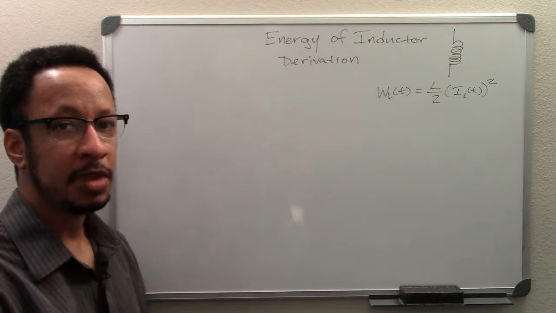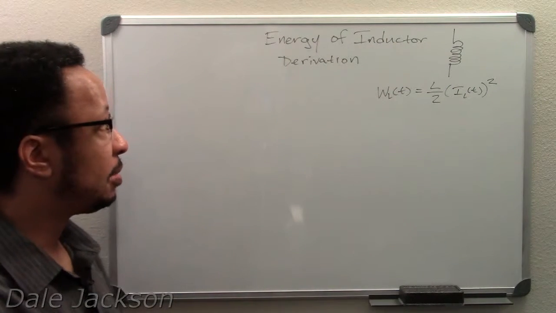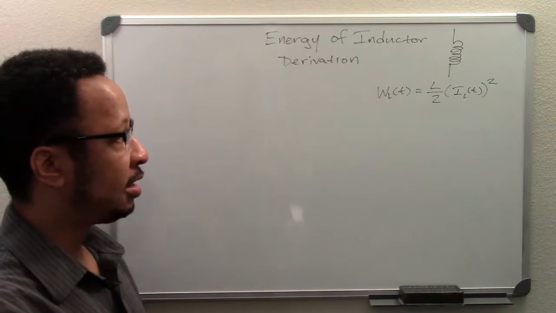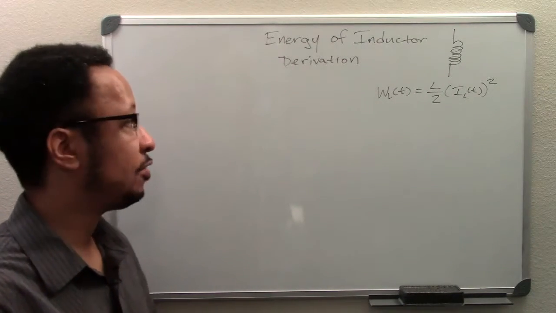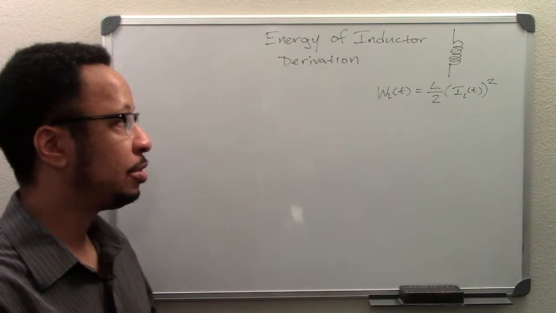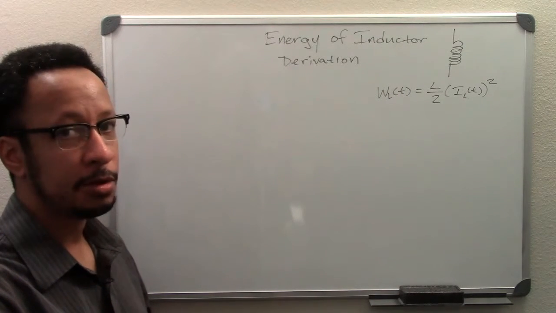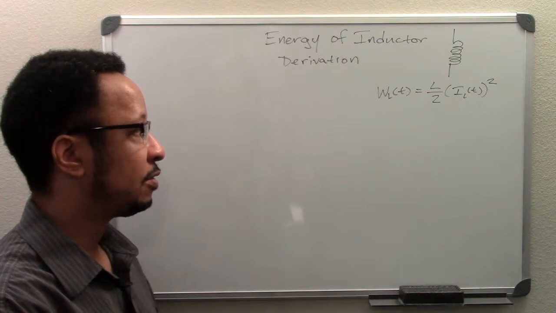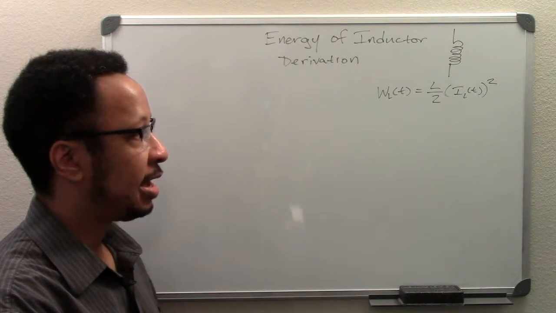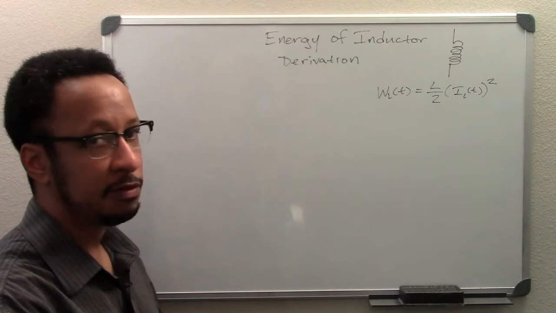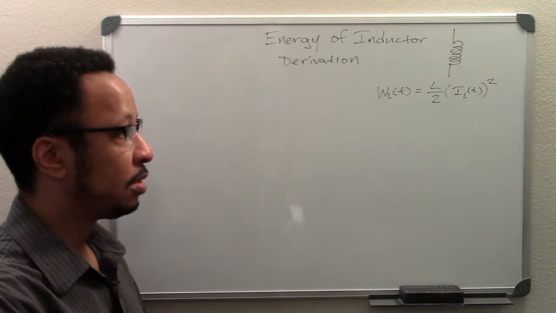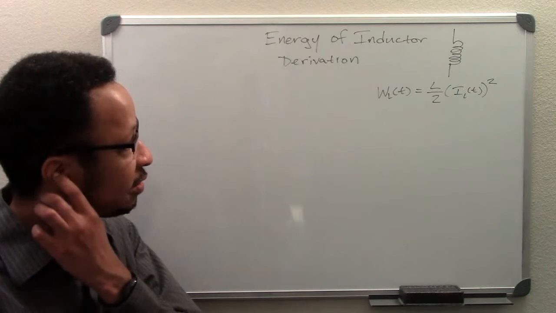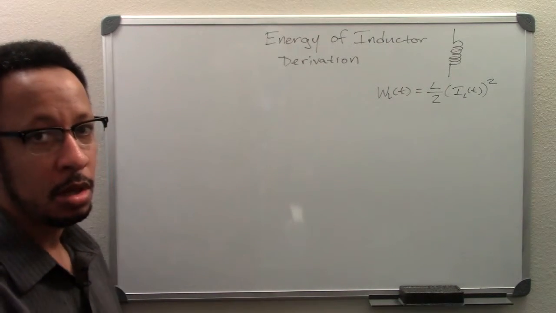Hello everyone. In this video, I'll be talking with you about the energy of an inductor, and it's a derivation of that energy function that we would usually find in a textbook, which is W_L(t) equals L over 2 times i_L(t) squared.